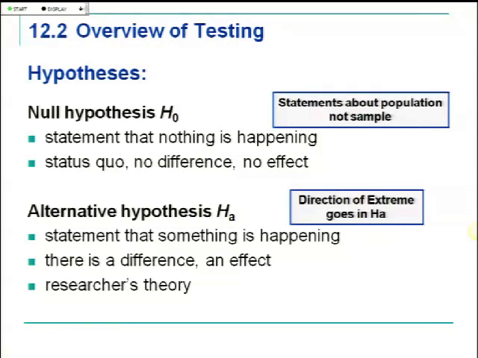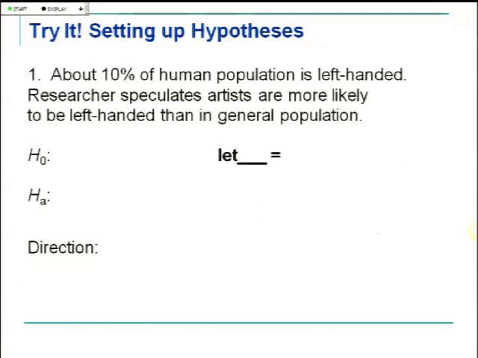The alternative is the thing that states something is going on, that there is an effect, and that is usually what the researcher is trying to support. I mean, they have invested their time to study this new drug because they think it's going to be a better drug in helping cure some disease. There's also going to be a direction of extreme that we'll be seeing in the alternative. And everything that we're setting up here are statements about the population, not statements about the sample, because in the sample I can see whether there's an effect or not, but the question is about the population. So let's try it out. Our first example, page 84, is about left-handedness.